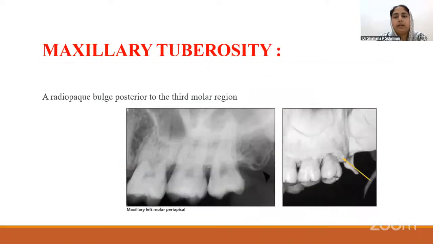Now coming to the maxillary tuberosity, it is the bulge which is seen distal to the maxillary third molar region, and it appears as a radiopaque bulge just behind the maxillary third molar region.